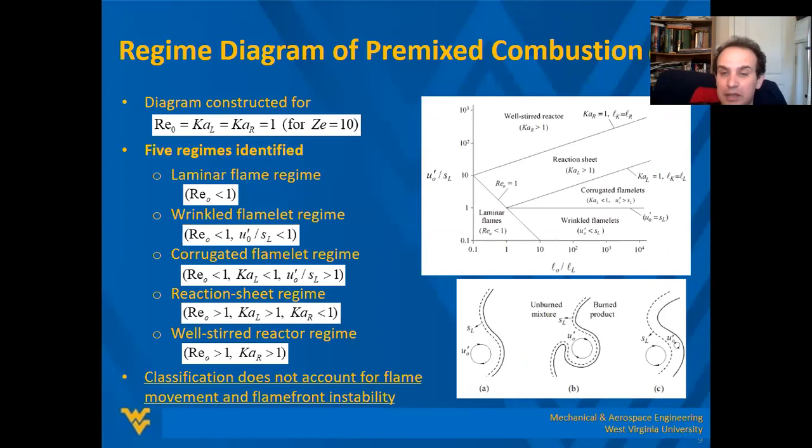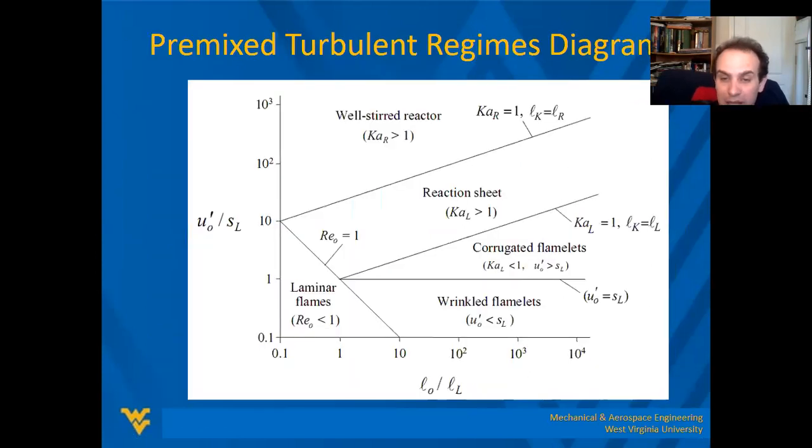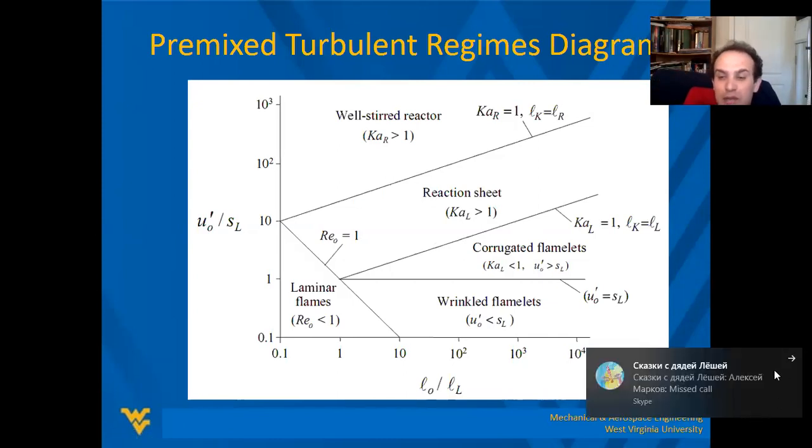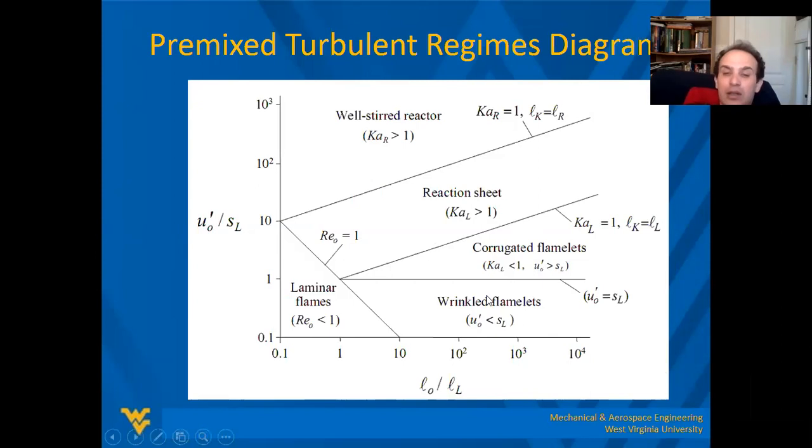Now, what happens here? What happens if you go counterclockwise? What if you penetrate the zone that we call corrugated flame, when U prime is equal to SL and more? Here there is an effect of turbulence on the flow. Now U prime exceeds SL. So what does it mean? The turbulent velocity exceeds the flame velocity. What does it mean for us? It means that the flame gets corrugated. It means that now you have a corrugated flamelet.